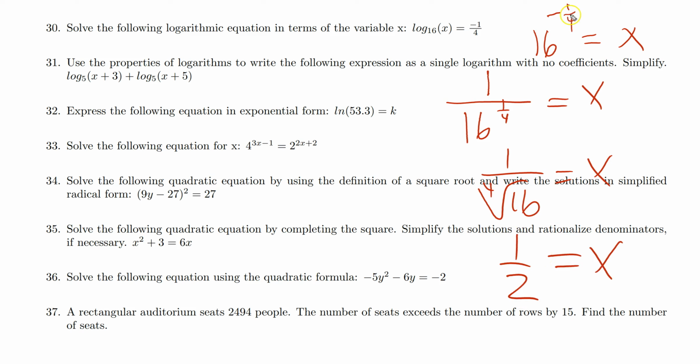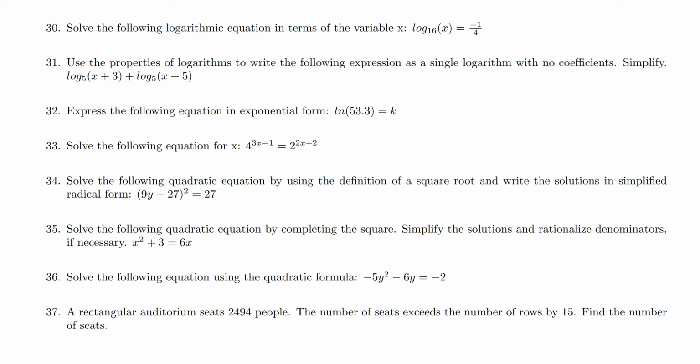So with the negative fractional exponent, that was a little tricky here. But remember, bringing it across the division bar down to the denominator makes that a positive. And then converting those fractional exponents to radical form makes it a little bit easier. All right, let's go on here.